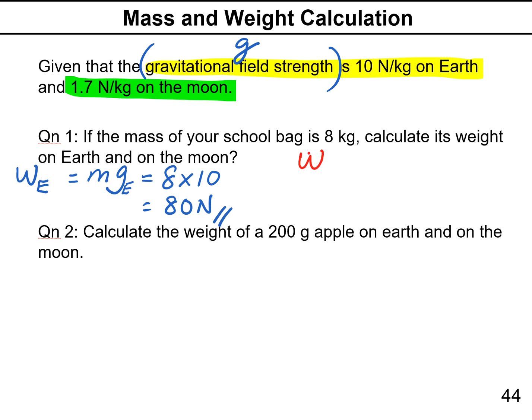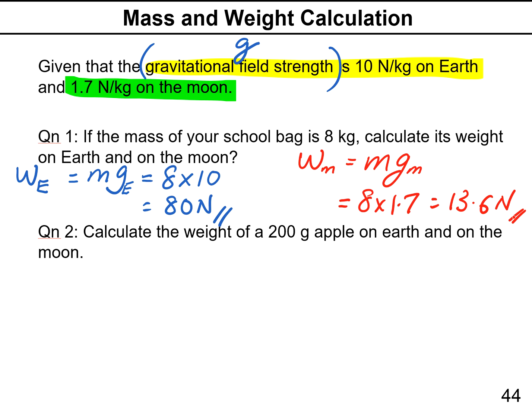Similarly, on the moon, the weight on the moon, so I'm going to write a small letter here, equals mass. You notice I don't write down anything below mass because mass doesn't change. Then g on the moon. So what is the mass? The mass again is 8 times 1.7. So 8 times 1.7, I'll get 13.6. Do not forget your units.